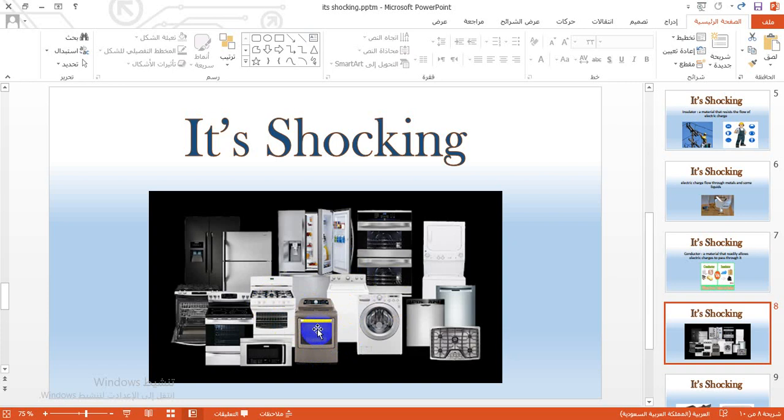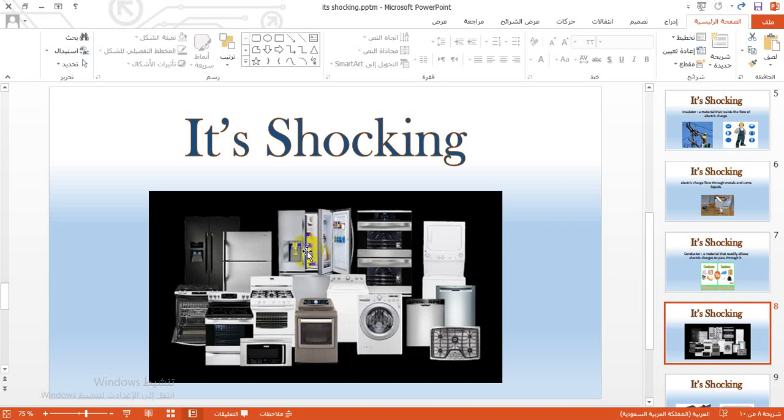Why are they made of conductors? The first thing, it's made of conductor because it helps the electric charge to flow through them. But why do they also cover them with insulators like plastic or rubber? To protect you from that electric charge. Okay, that's what I mean.